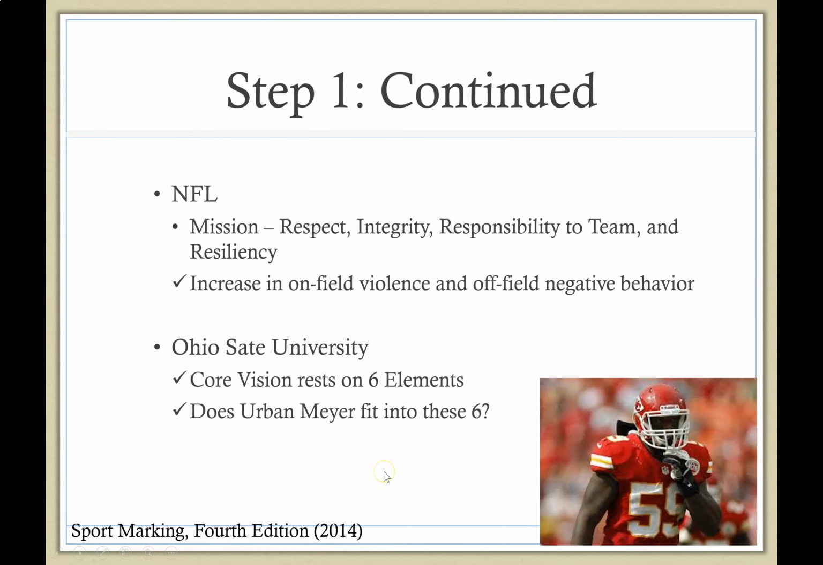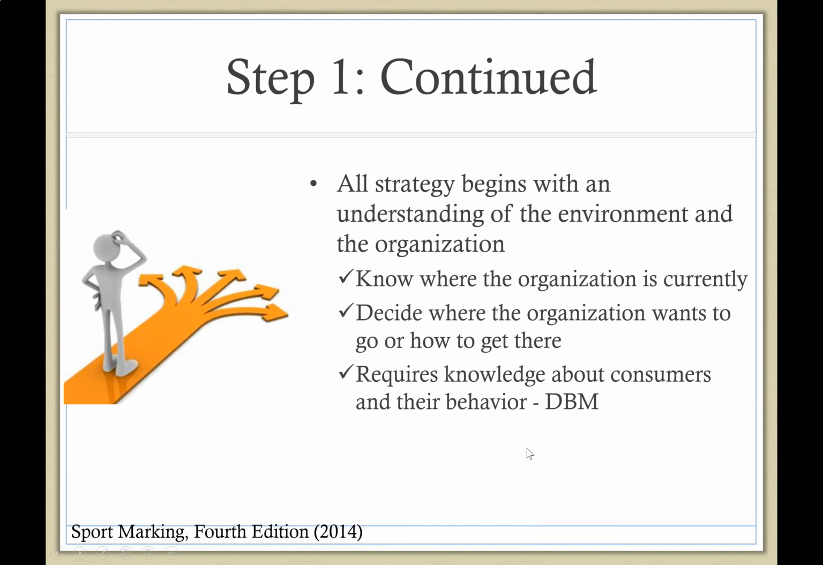Some examples: the NFL's mission is respect, integrity, responsibility to team, and resiliency. And you start to wonder, is an increase in on-field violence and off-field negative behaviors helping reach those? Ohio State has a core vision that rests on about 6 elements. Well, you wonder, did Urban Meyer fit into those? So you wonder if some people are actually living by this.